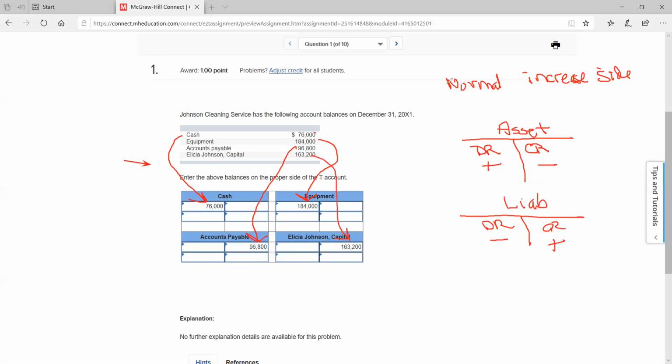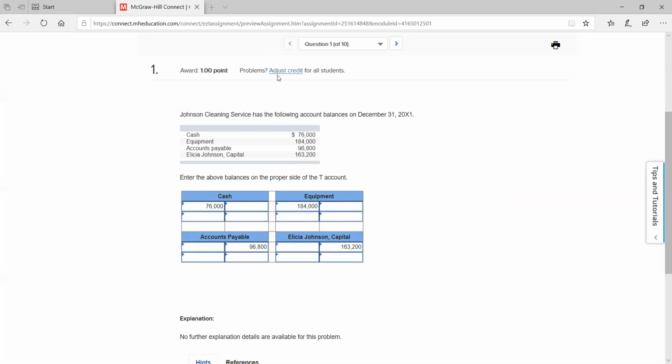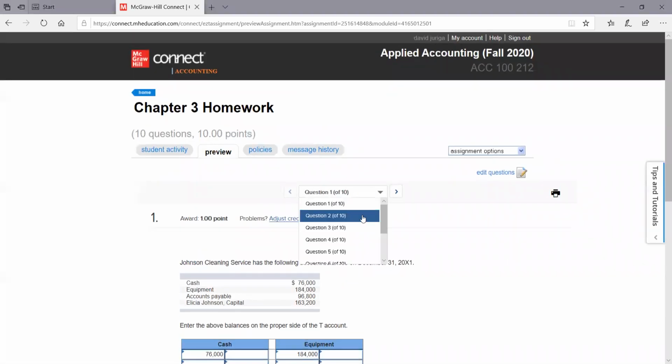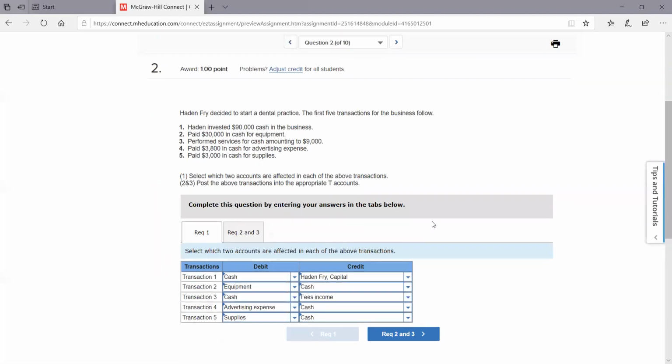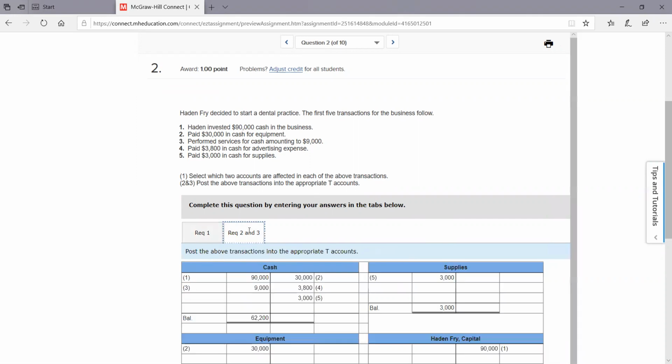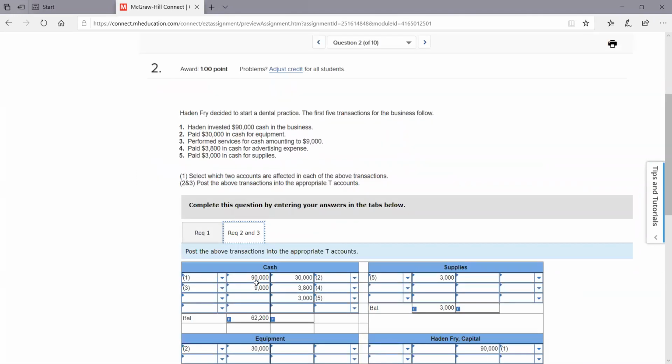All right, so that is problem 1. Let's check out problem number 2. On this problem, they give some transactions, and we're going to talk first about the debit and credit part of it. Then in the second part, we're going to put these transactions into T accounts.